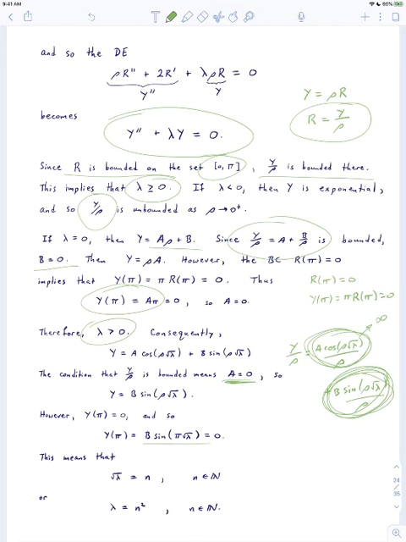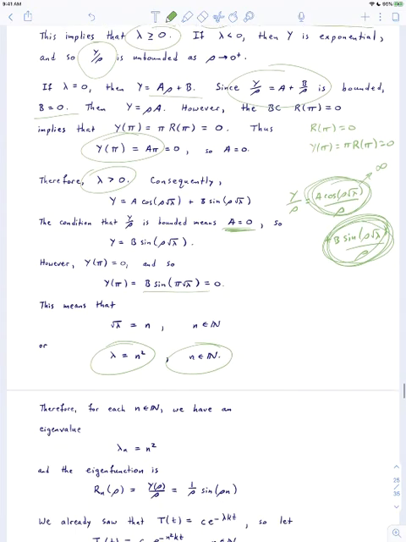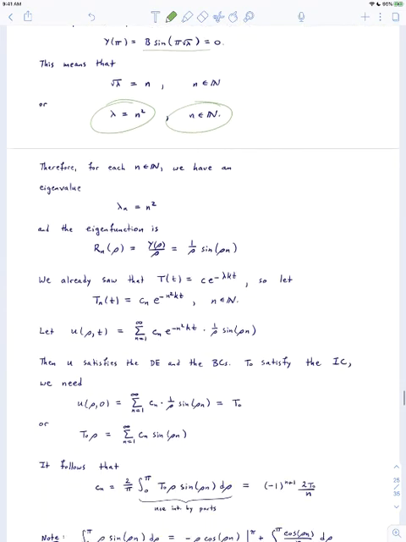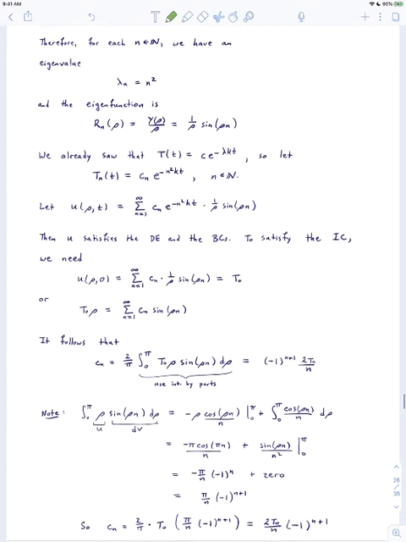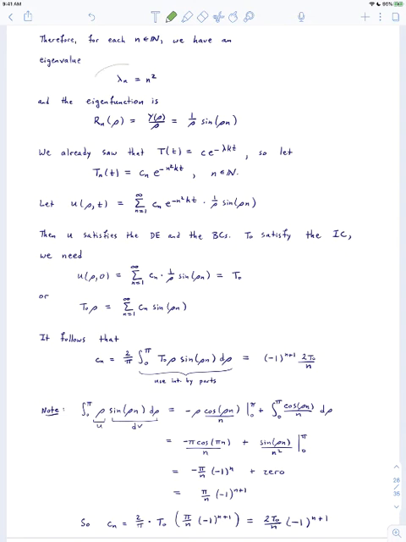So square root of lambda is equal to n for some natural number n, or lambda is equal to n squared. So that means we have an eigenvalue lambda equals n squared for each n in the natural numbers. So we have our sequence of eigenvalues. For each n, we have an eigenvalue lambda sub n equals n squared, and the corresponding eigenfunction is 1 over rho times sine of rho times n.